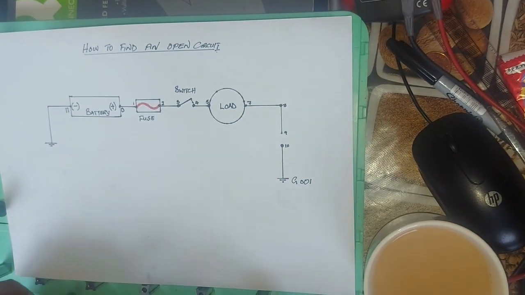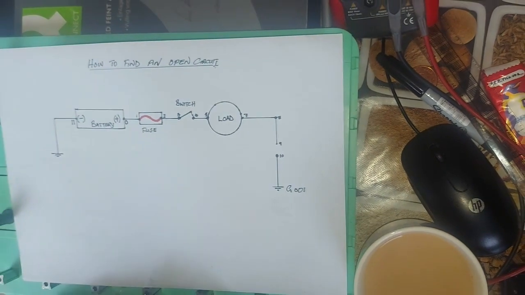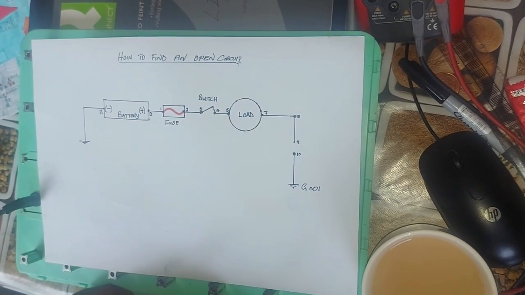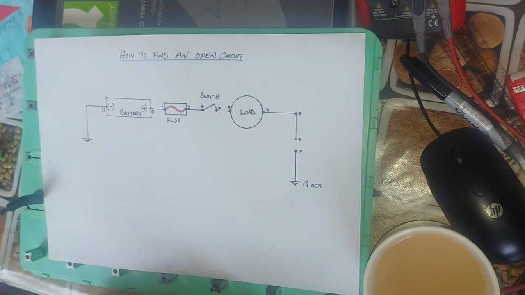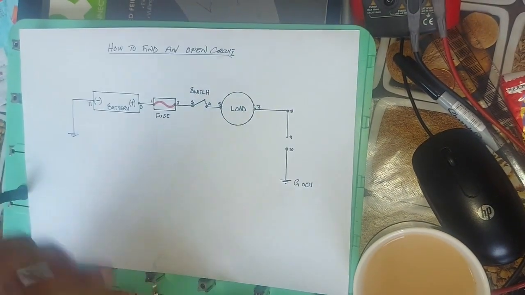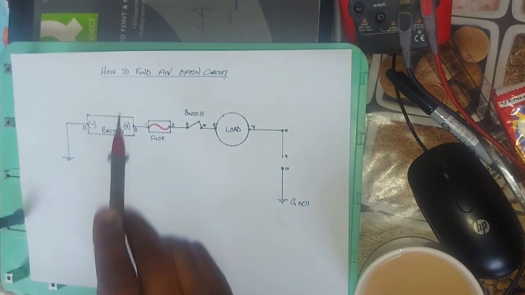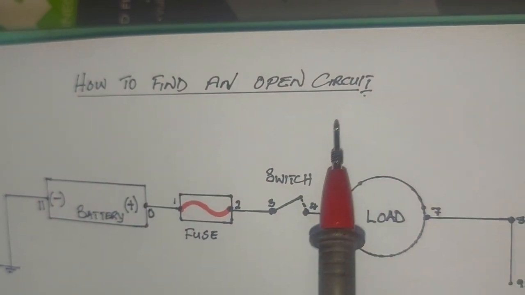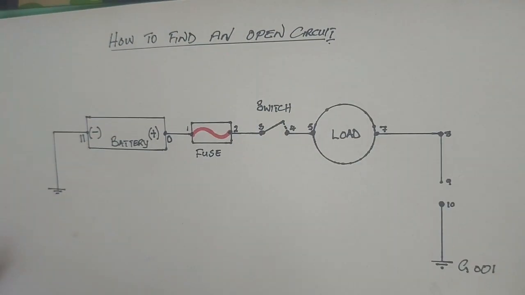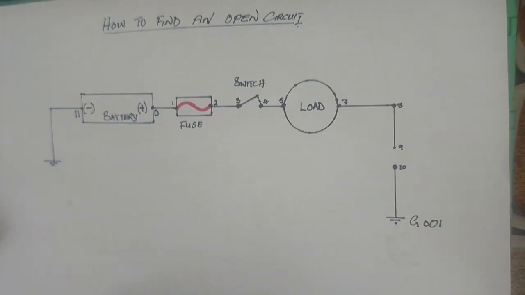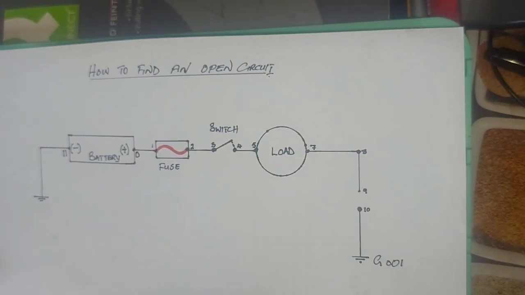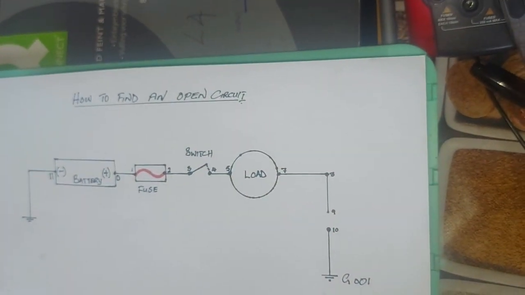I thought of doing a demonstration here just to show you how we interrogate a circuit. What I'm doing at the moment, I just want to show you how to find an open circuit. Okay, we are looking for an open circuit. That's what we are looking for. There are things that you need to be aware of when you're dealing with an open circuit.